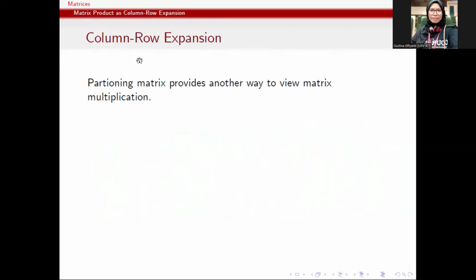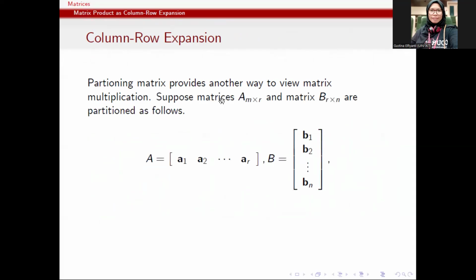Now we see column row expansion. Partitioning matrix provides another way to view matrix multiplications. Suppose we have matrix A, which is an M by R matrix, and B is an R by N matrix, and both are partitioned as follows. We partition A into its column vectors, and we partition B into its row vectors.